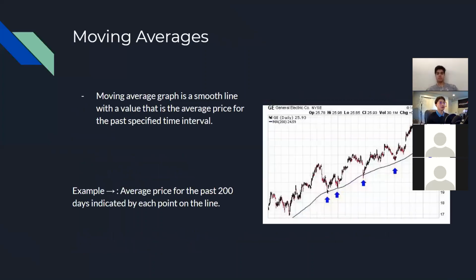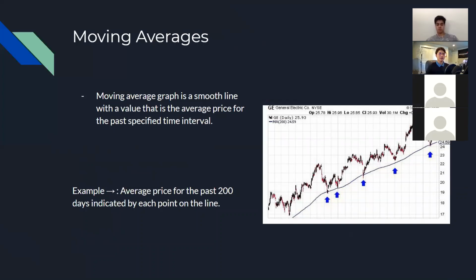All right, so the first technical analysis strategy that we'll go over is the moving average. The moving average is probably the most used technical analysis strategy. As you can see, the blue line indicated in this chart is the moving average line. What determines the moving average line? It's a smooth line, right? And the reason it's smooth is that it's the average price for the past, in this example, 200 days, so each point on that line represents the average price combined over the past 200 days.